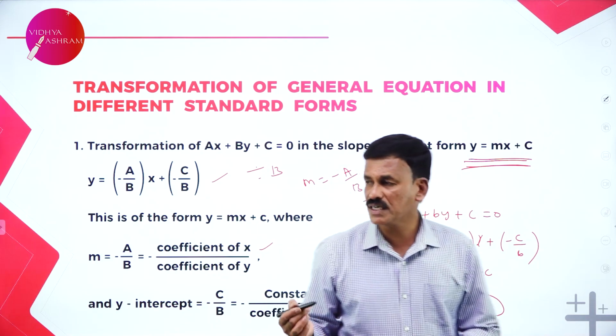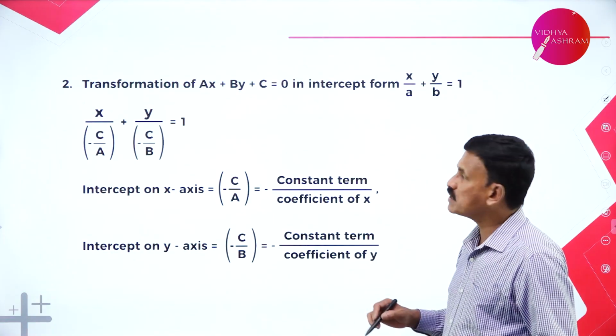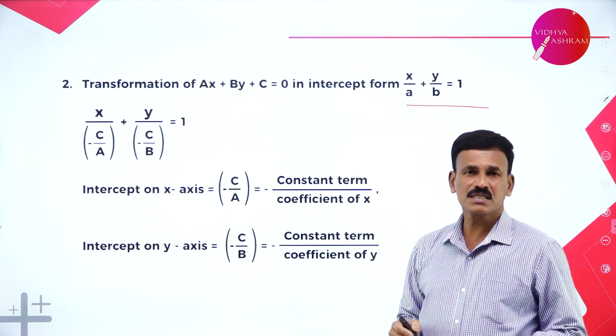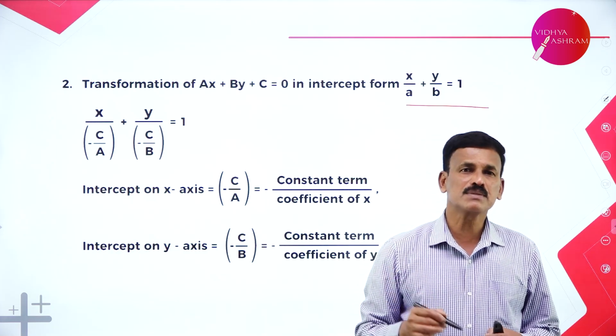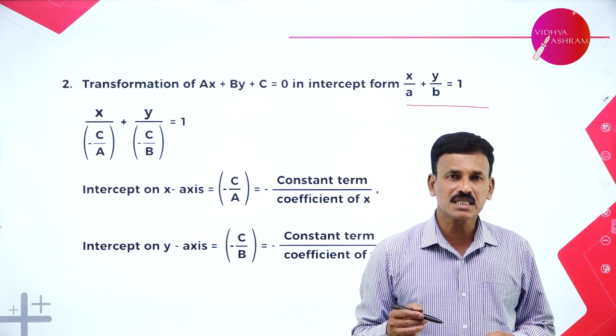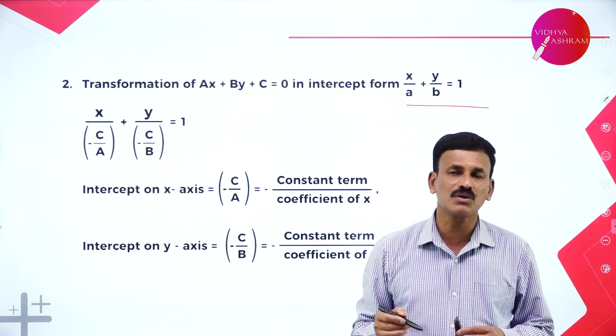Let us go to the next one. Next form, that is transformation of ax plus by plus c is equal to 0 into intercept form. What is the intercept form of a straight line? x by a plus y by b is equal to 1. So, x intercept is a and y intercept is b. x by a plus y by b is equal to 1.